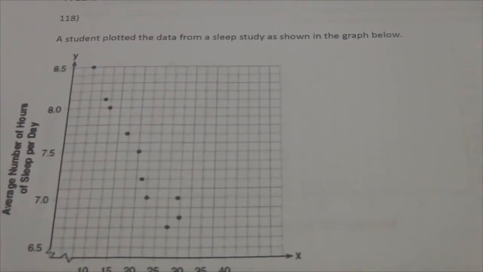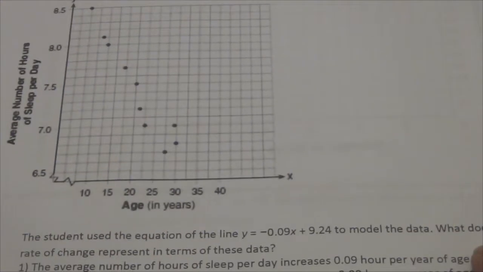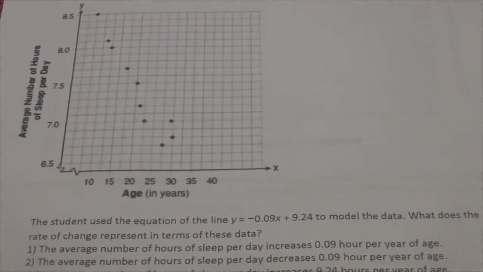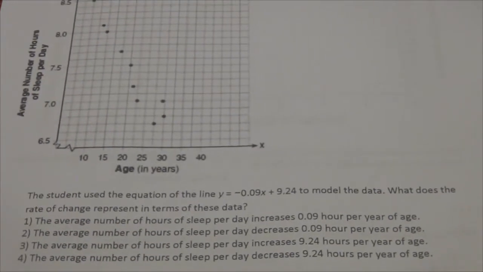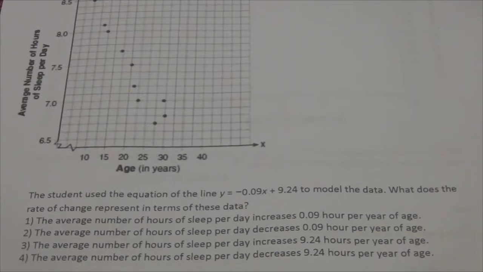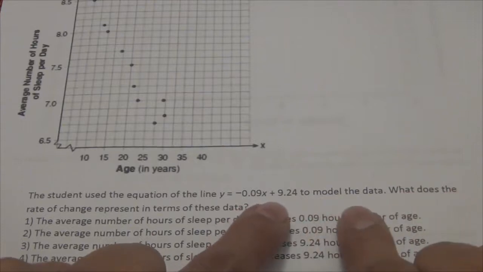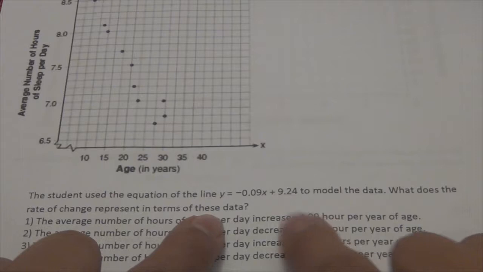It says, a student plotted the data from a sleep study as shown in the graph below. Okay, so now it says, I don't want to zoom out, but I have to. I hope everybody can see this. Oh, okay. So it says, the student used the equation of the line, and this is the equation of the line, to model the data. What does the rate of change represent in terms of this data?